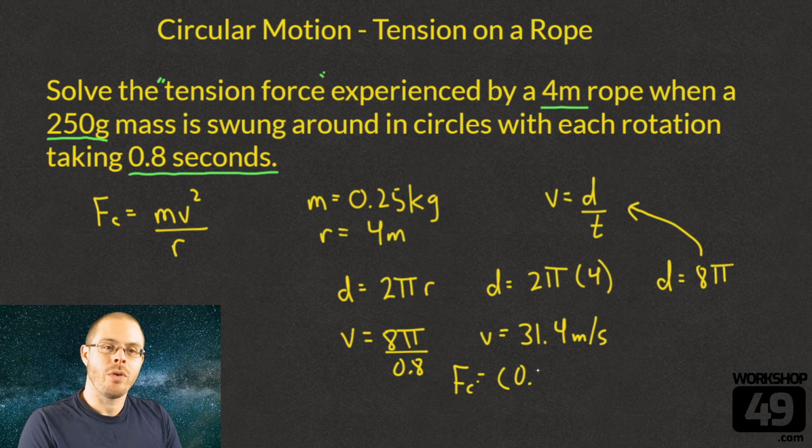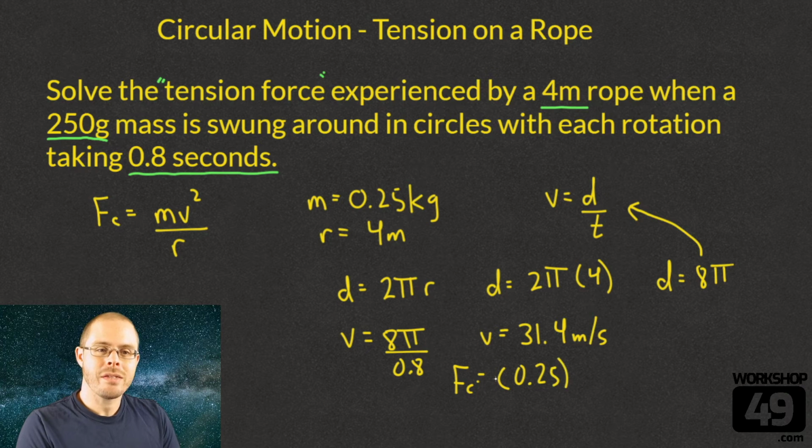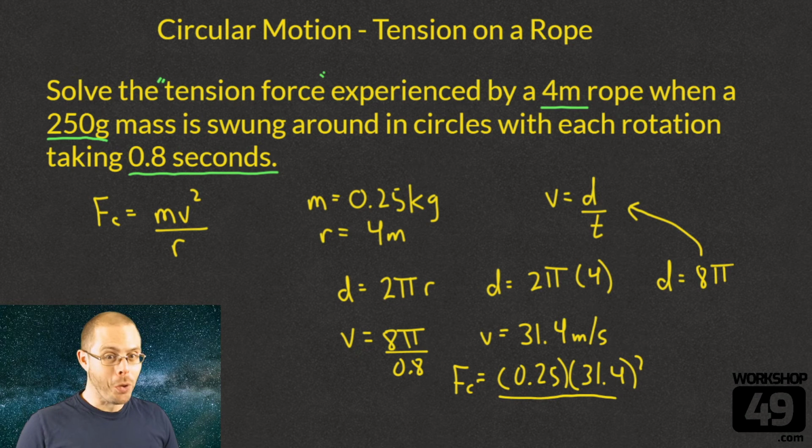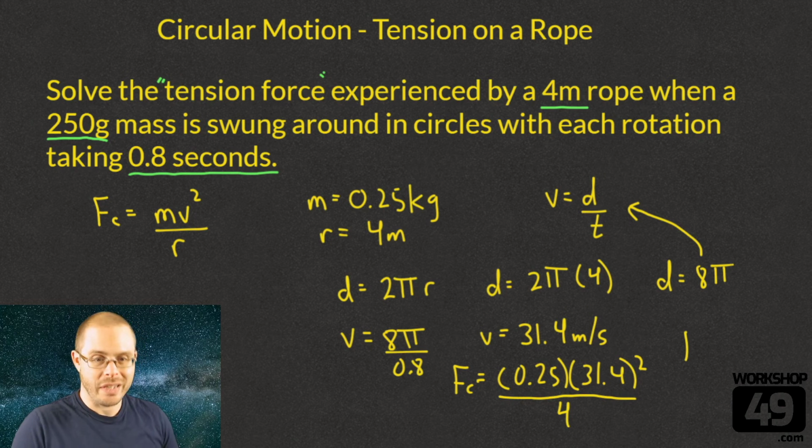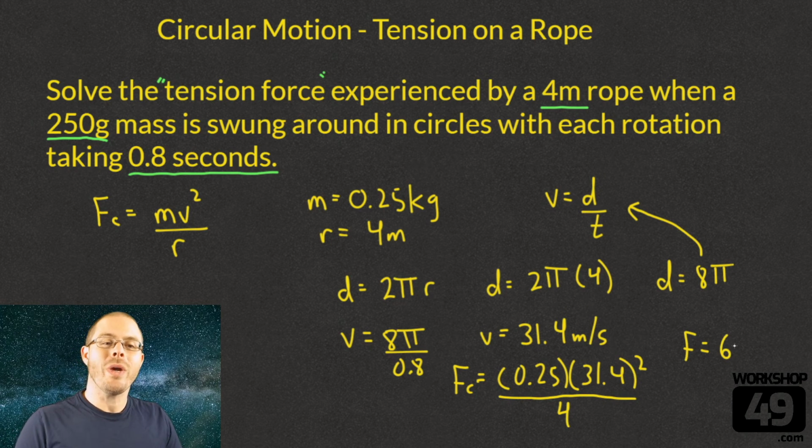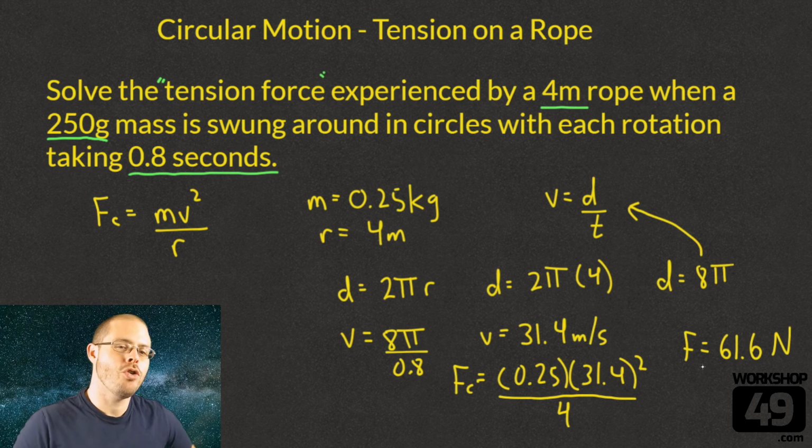So our centripetal force is equal to our mass, 0.25, multiplied by our velocity, 31.4. Don't forget to square that. All divided by the radius of the rope that we're swinging, so it's the length of the rope, 4 meters. We get that our force equals 61.6 newtons.